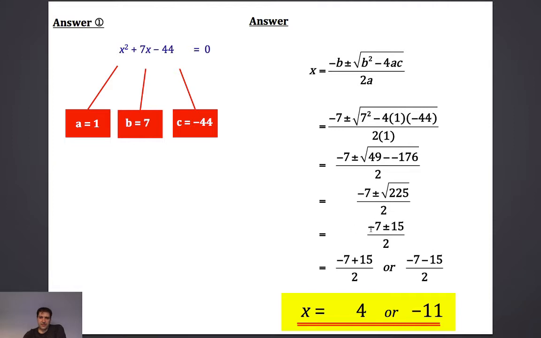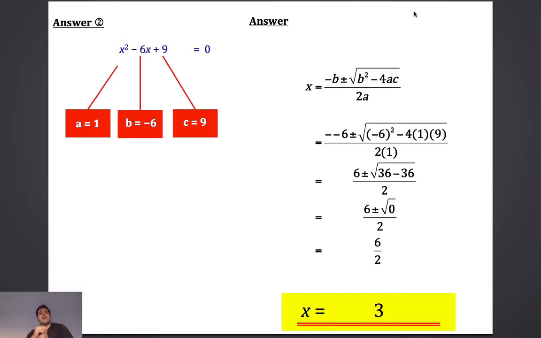That boils down to minus 7 plus or minus 15 over 2, 15 being the square root of 225. And then that plus or minus gives you the two answers, so minus 7 plus 15 over 2, or minus 7 minus 15 over 2, x equals 4 or minus 11.